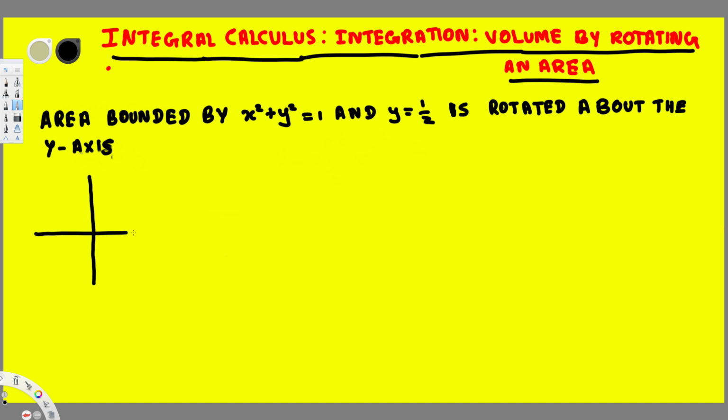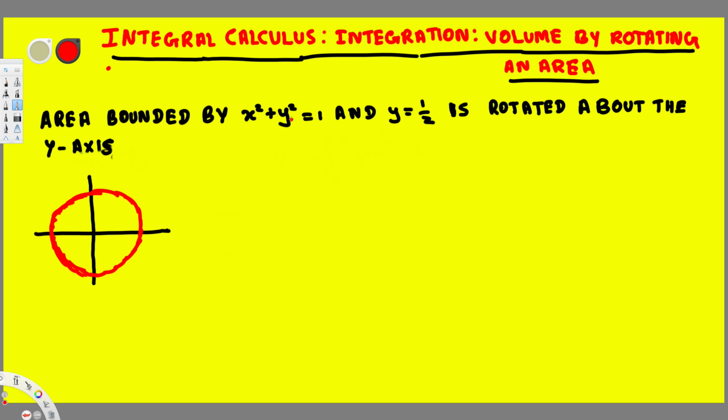If you draw the graph, the first expression is going to be a circle, because if you notice, this is the equation of a circle. So let's draw the circle first. Here we have a circle, and in the question they have also mentioned this is bounded by y equals 1/2.